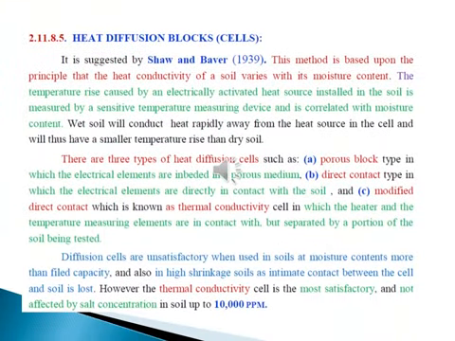Heat diffusion blocks or cells. This method is based upon the principle that the heat conductivity of a soil varies with its moisture content. There are 3 types of heat diffusion cells, such as porous flow, direct contact, and modified direct contact. However, the thermal conductivity cell is the most satisfactory and is not affected by soil salt concentration up to 10,000 parts per million.